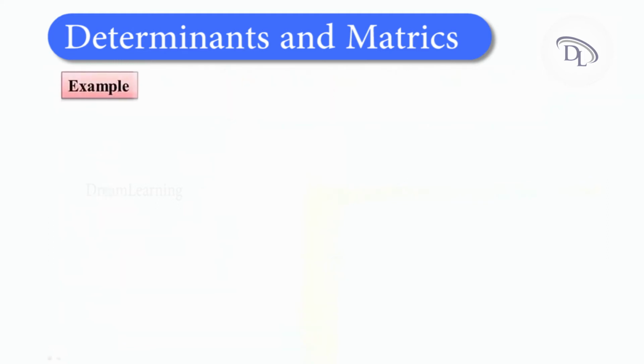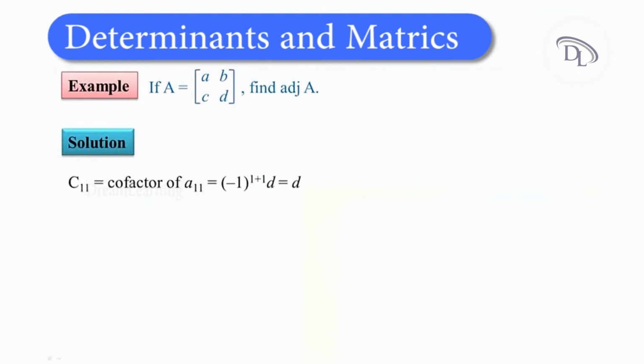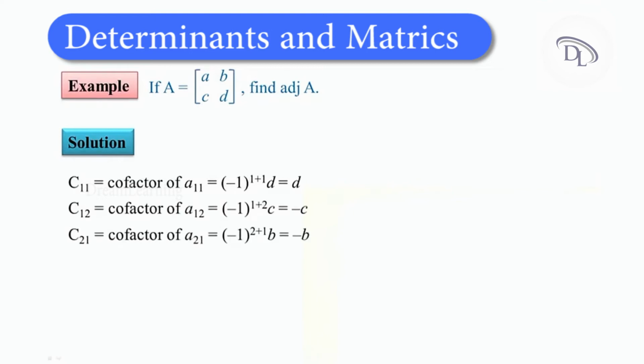Let us try to find the adjoint of a matrix of order 2 by 2. Now, A, B, C, D. We know how to find the cofactors. C11 will be the cofactor of A11, that is minus 1 to the power i plus j, and the determinant of the elements obtained by removing the corresponding row and column, that is D in this case. So C11 will be D. Similarly, C12 will be minus C, C21 is minus B, and C22 we get as A.